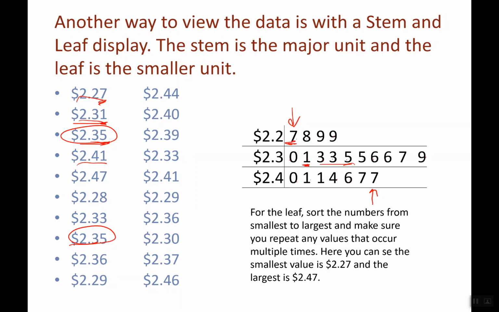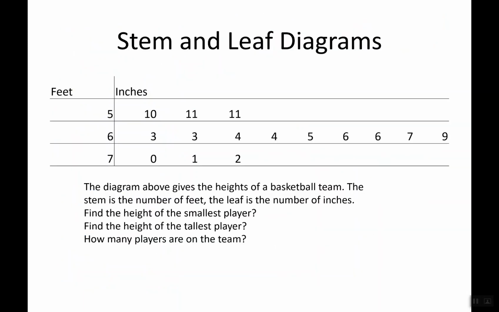So this stem and leaf display is a nice way to look at data. I don't think it's a very frequent thing that you'll see except when you take a statistics class, but it is another organization for you. So let's look at this stem and leaf display that's about a basketball team. I broke up their heights based on how many feet and how many inches. So when I'm looking at this, the stem is the feet and the leaf is the inches, and I can look for the height of the smallest player on the team. The smallest player I can see would be 5 foot 10 inches. So I can write in 5 foot 10 inches.